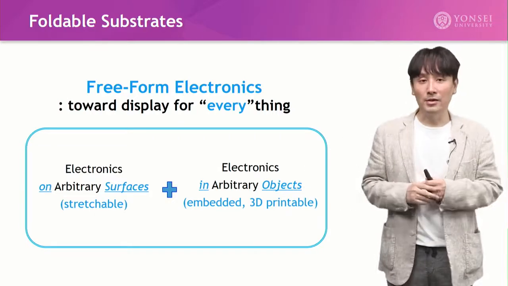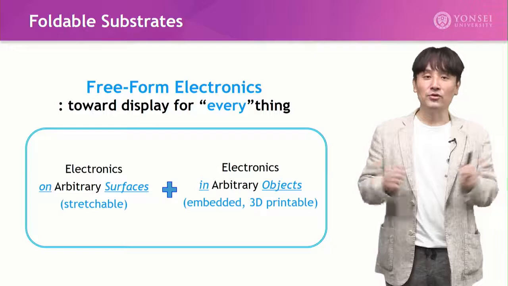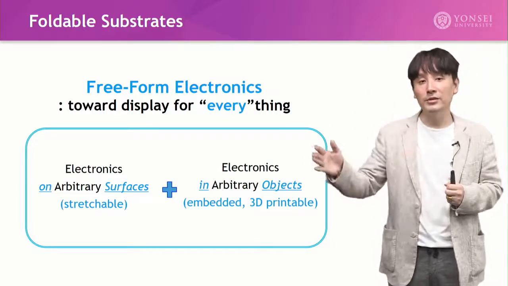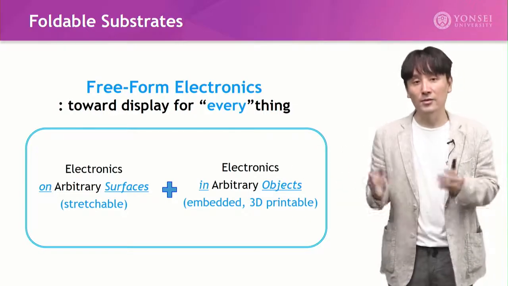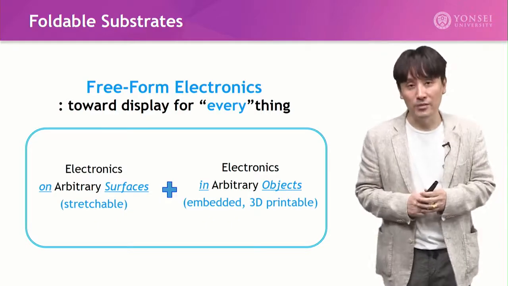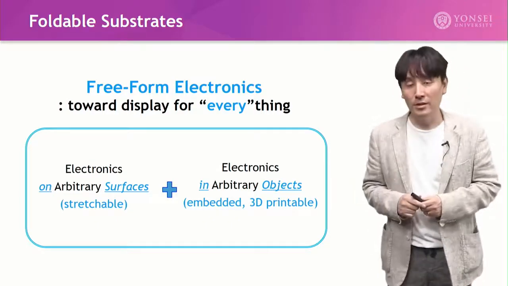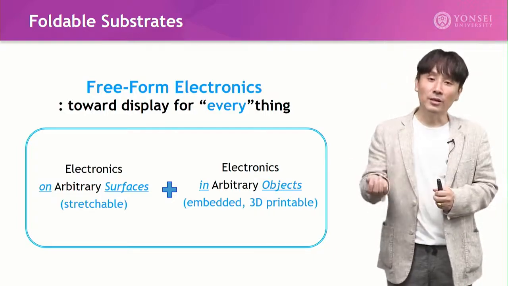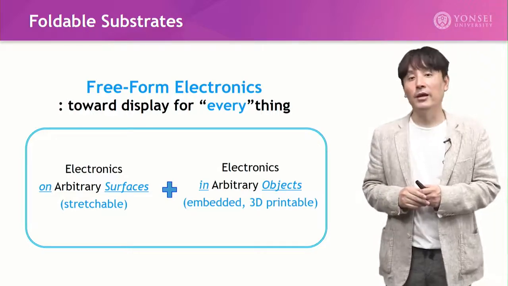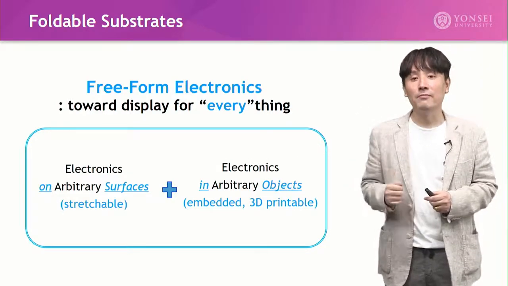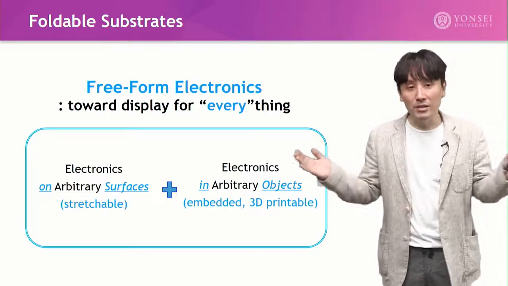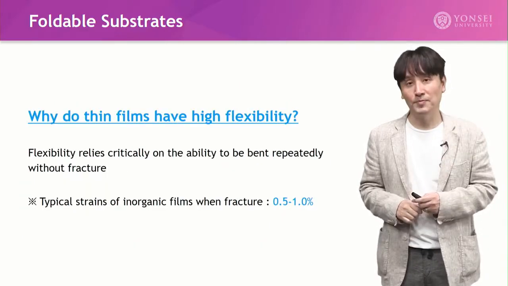For the stretchable electronics, by stretching the device geometries, the electronic devices can be attached onto non-planar surfaces of arbitrary objects. So we can form the devices near the surface region of the object in this way. The second group is printed electronics. So we can print electronic devices as well as the three-dimensional object. In that case, electronic devices can be embedded inside a three-dimensional object. So today we will learn about stretchable electronic devices first.